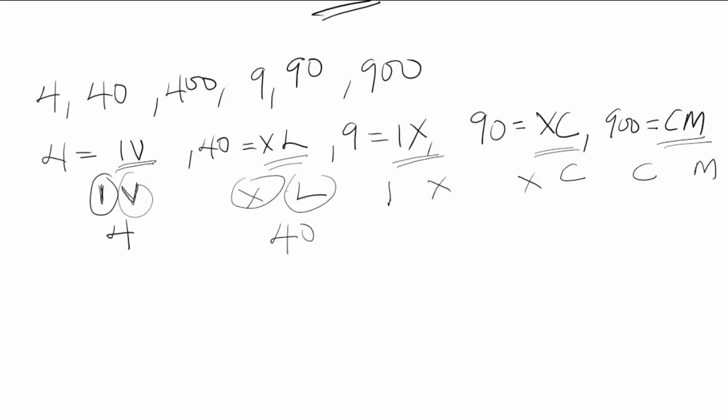1 is lower than 10, and 1 comes before. 1 is now in front. You subtract 1 from 10, you get 9. The same thing here. 10 is in front of 100. To get it, you do the subtraction, you get 90. The same thing, 100 is in front of 1000. Subtract 100 from 1000, you get 900.